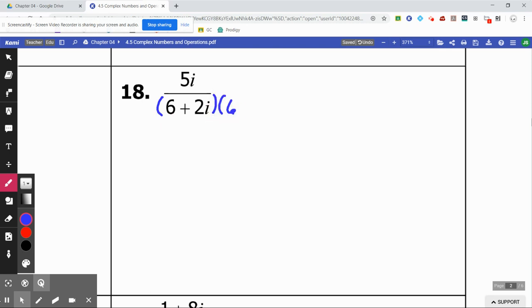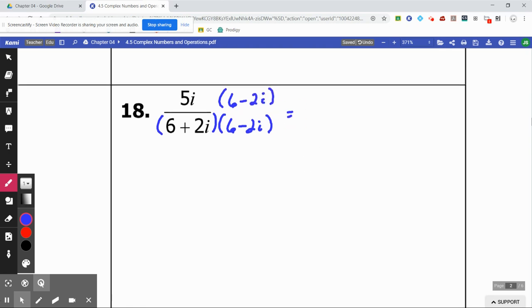Number 18, binomial on bottom. To get rid of it, multiply by the conjugate, 6 minus 2i. So whatever you do to the bottom, you have to do to the top of the fraction as well. That's the reason it's legal.